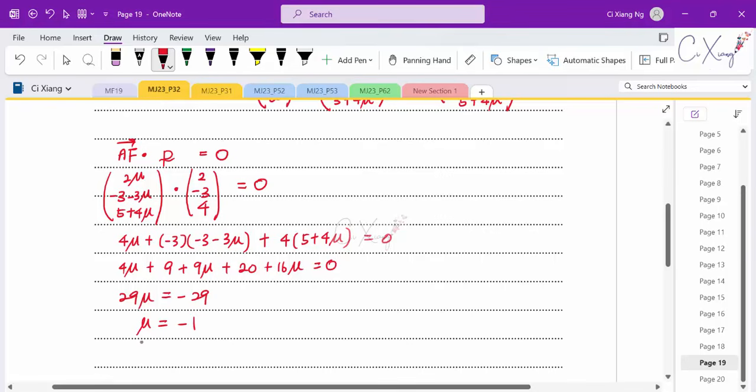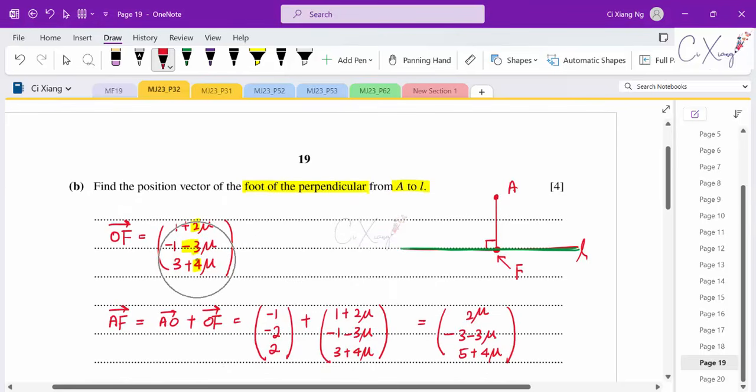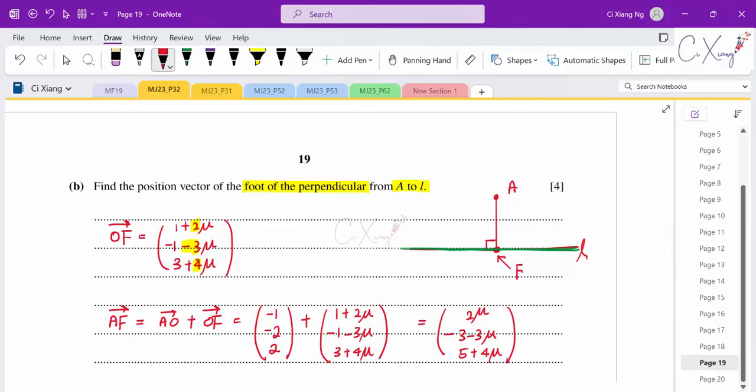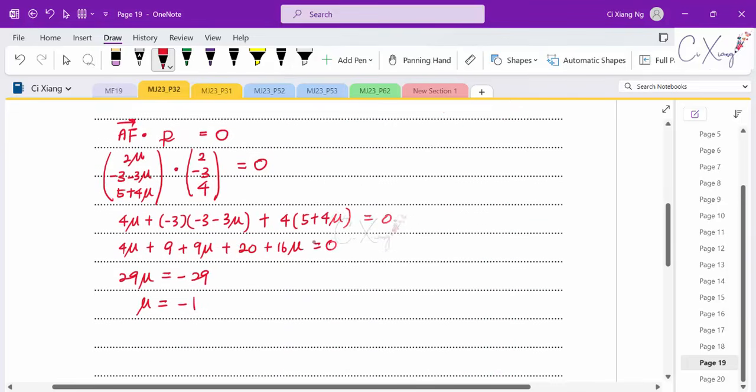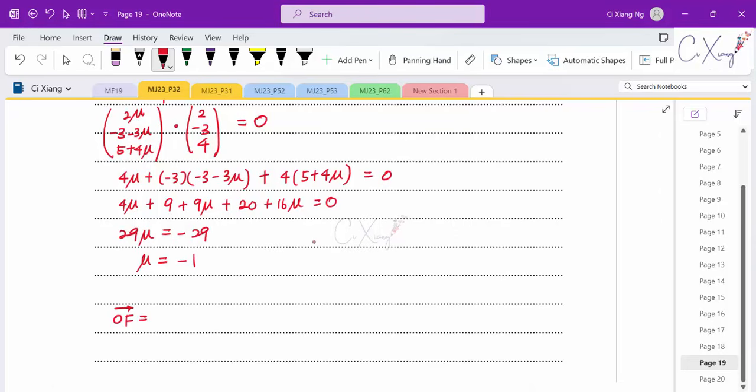Okay, so once you get the value of mu here, then you can substitute it back into the position vector of OF. Then you can get the position vector of F already. So substitute mu equals to -1 here, substitute it here, substitute it here. Then you'll get the answer for OF. So for OF, substitute negative 1 into the x component, you're having negative 1. So you can write it as negative i.